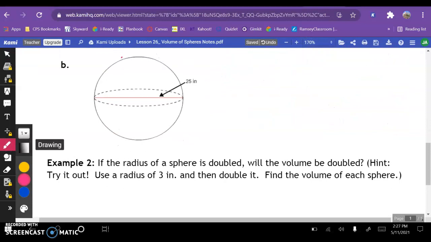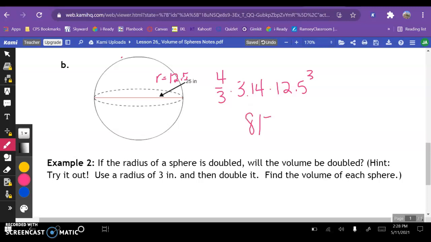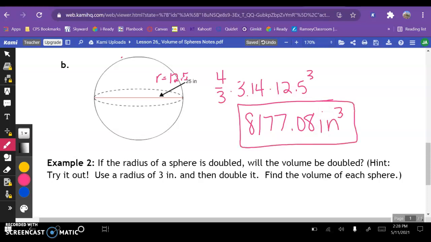This one shows us the diameter of this sphere, so all the way across. So we only need half of that. Half of 25 would be 12.5. So we're going to do 4/3 times 3.14 times our radius of 12.5 to the third power. And that gives me an answer of 8,177.08. And these are inches to the third power, cubic inches.